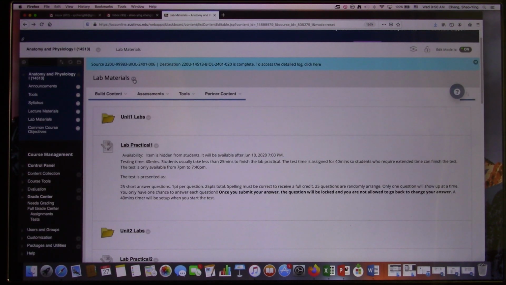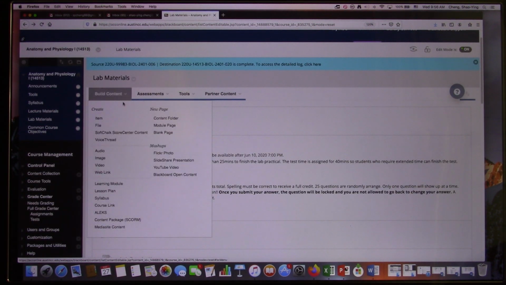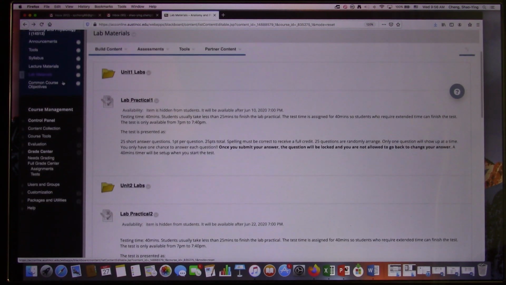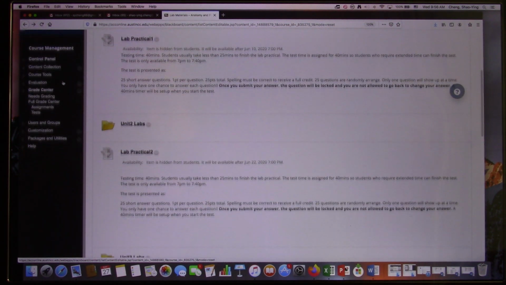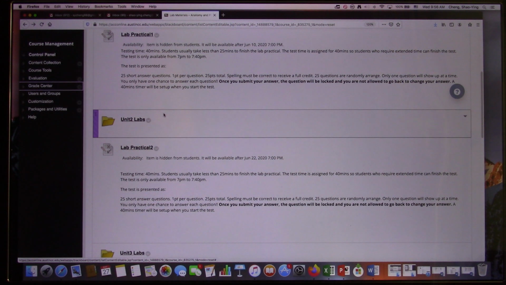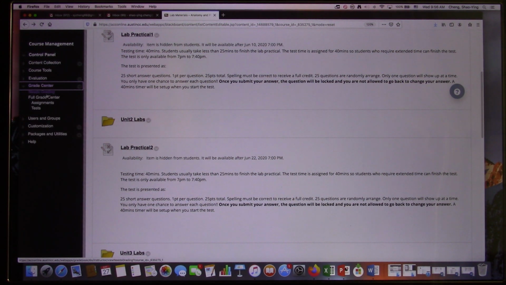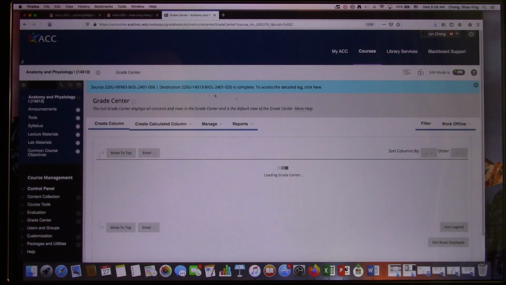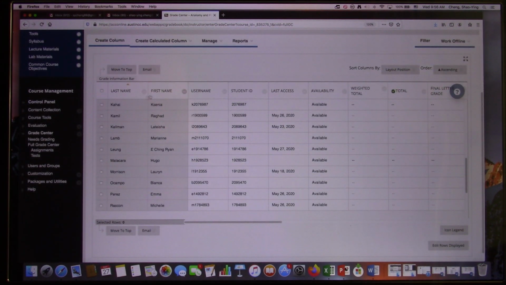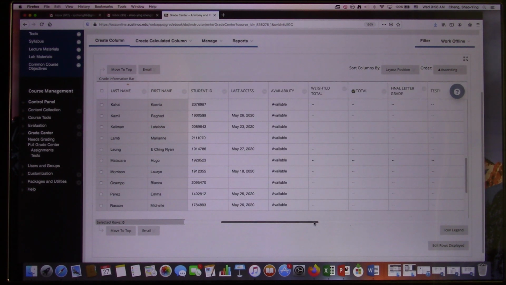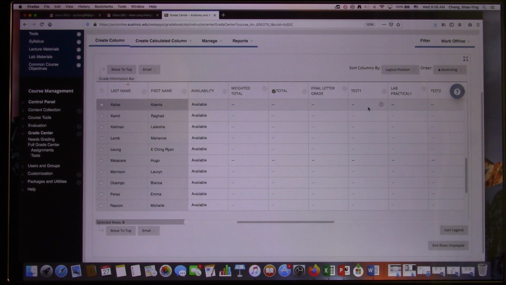And every time you finish the lecture test or the lab practicals, your grade will be calculated by Blackboard and posted here. So you have the grade center. When you click your grade center, full grade center, you can see your score. I'm the instructor, I see all of you, but you can only see yourself. So every time you finish the test, your test 1 score and your lab practical 1 score will appear here.